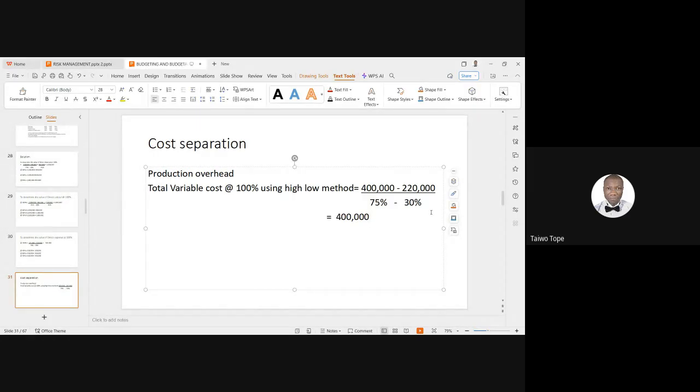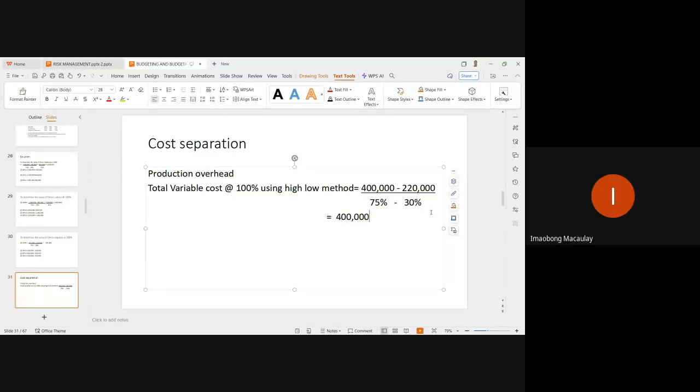Now, if this is your variable cost at 100%, what will be your variable cost at 40%, at 60%, at 90%? That is one. Just hold it there.